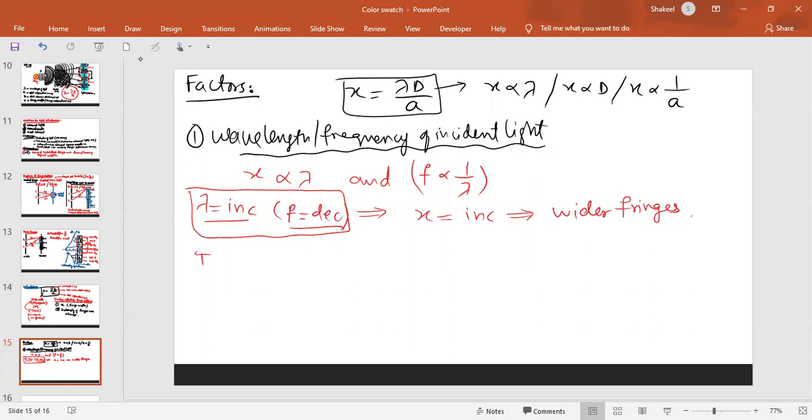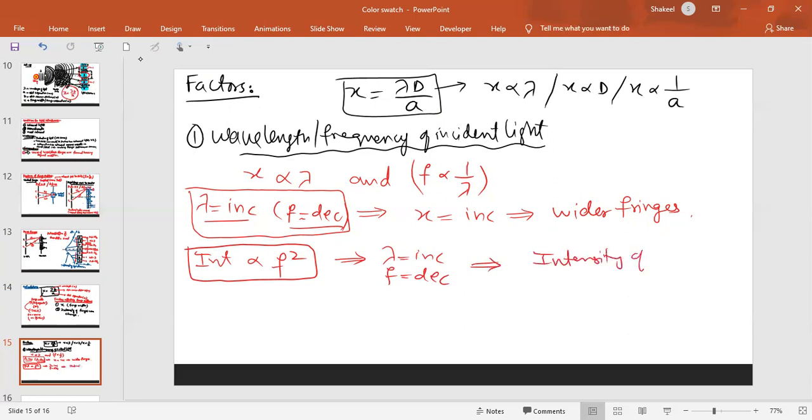For intensity, we know that intensity is proportional to frequency squared. From the previous chapter, we know this. So if you are increasing lambda, you are decreasing frequency. When you are decreasing frequency, intensity will decrease. So the intensity of bright fringes will decrease. So the fringe intensity, or the brightness, will be decreasing.